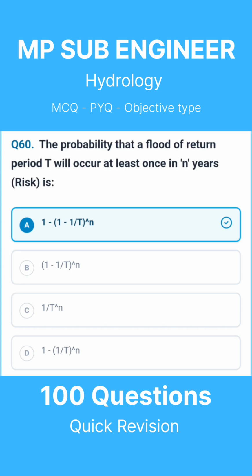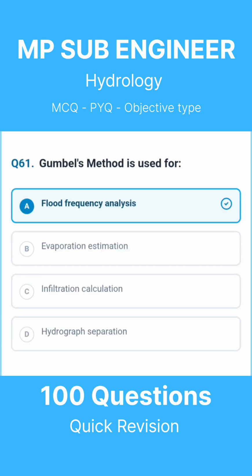Question 60. The probability that a flood of return period T will occur at least once in n years (risk) is. The correct answer is 1 minus (1 minus 1 divided by T) to the power of n. Question 61. Gumbel's method is used for. The correct answer is flood frequency analysis.